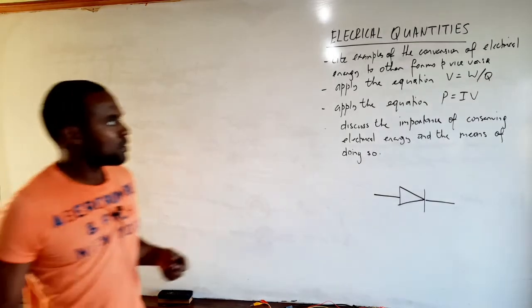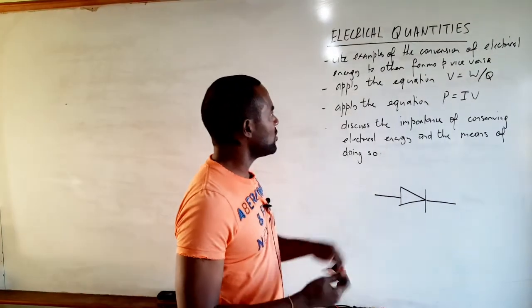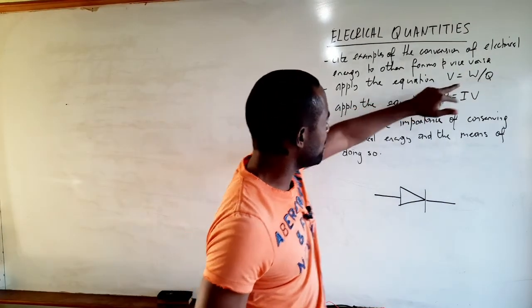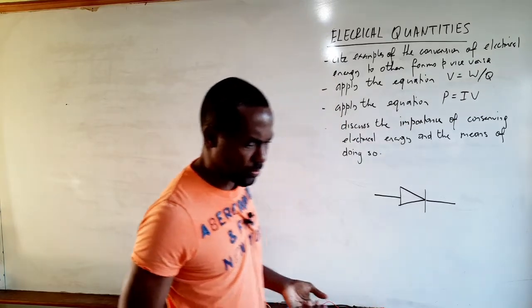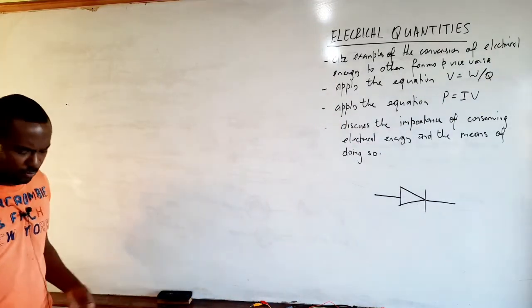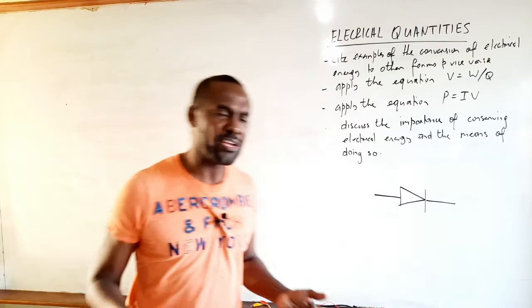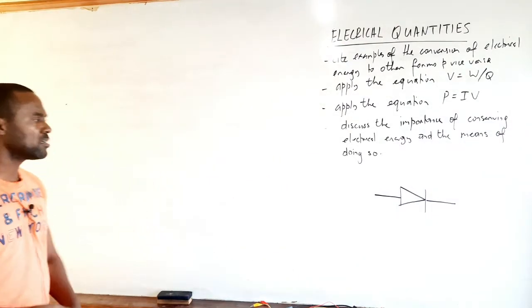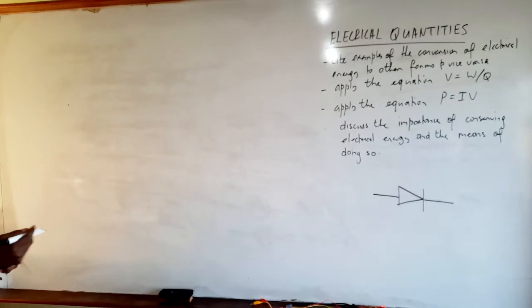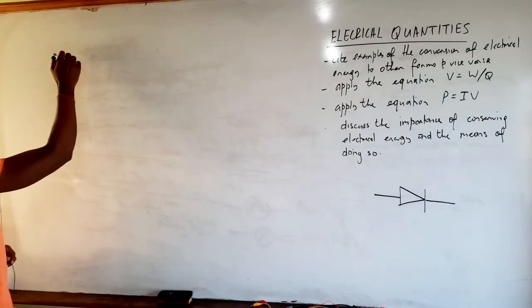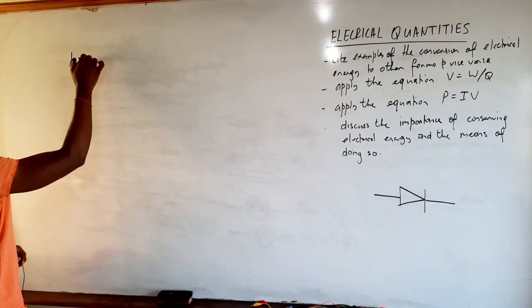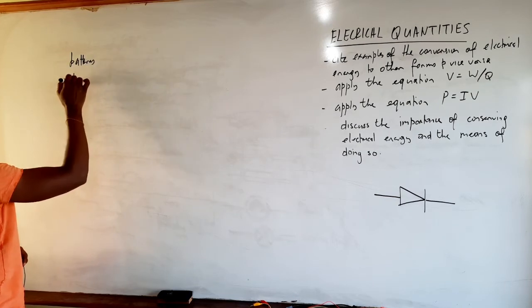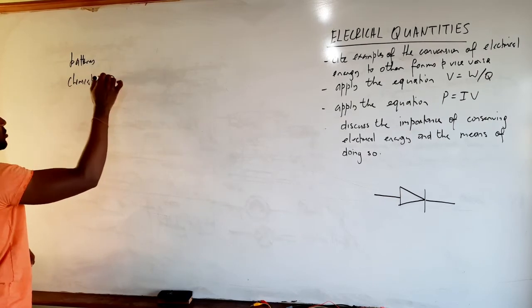Now, the syllabus wants us to be able to use this equation, or to apply the equation V equals W over Q. Now, basically, as I mentioned before, energy conversion takes place in electrical circuits. So, for instance, a battery will be converting chemical energy to electrical energy, right?